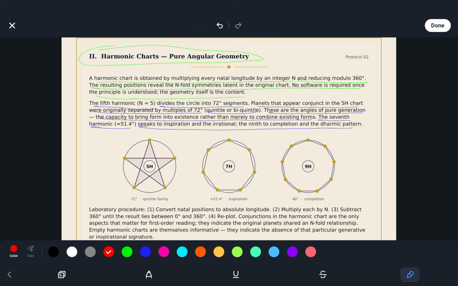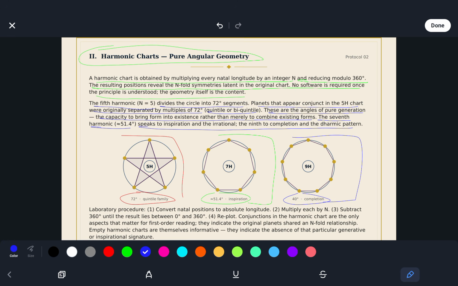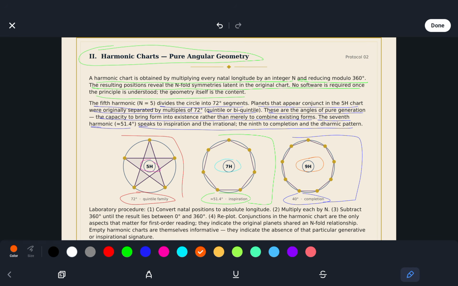We see 72 degrees, quintile family. We see 51.4 degrees, inspiration. And we see 40 degrees, completion. So the 5th harmonic, the 7th harmonic, and the 9th harmonic.